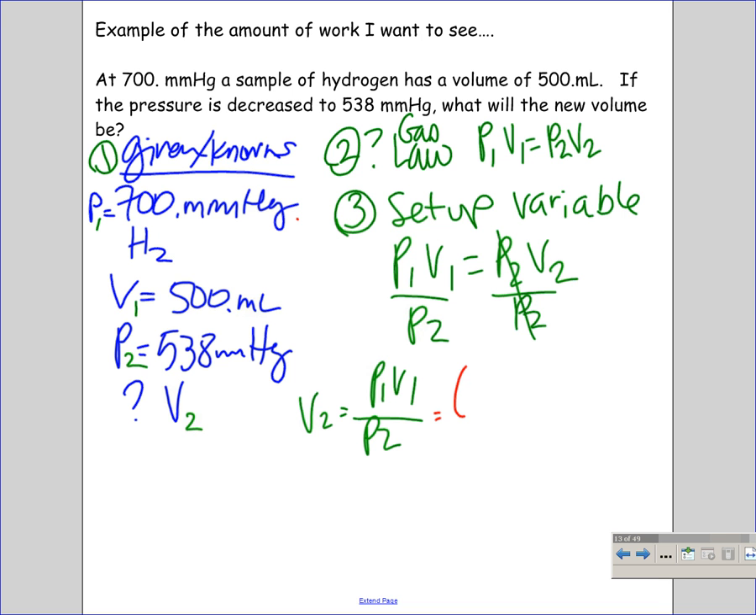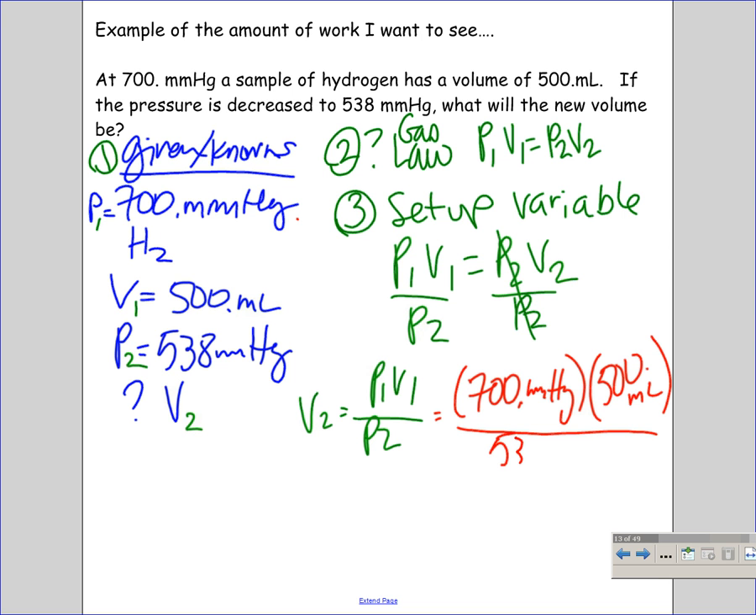So P1 is 700 mmHg. V1 is 500 milliliters. P2 is 538 millimeters mercury. So I can solve now, but let's double check our units cancel. What units can cancel? Okay, millimeters mercury gone. Milliliters are left. Is that a unit of volume? Yes. Definitely. So always double check your units match what you're looking for, because if not, you've messed up something. You've put something in the wrong place.